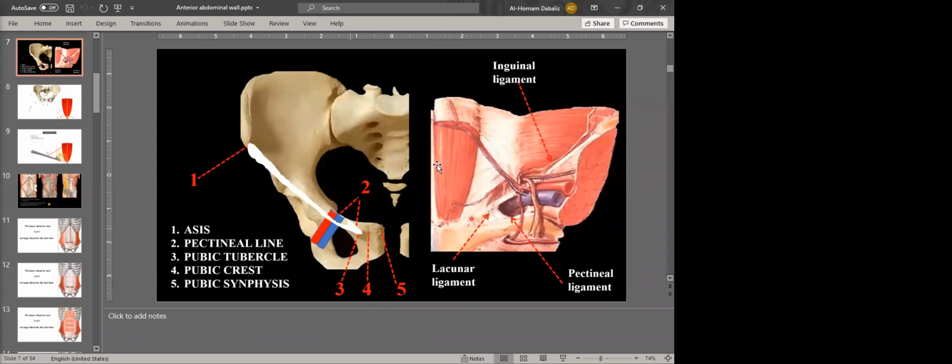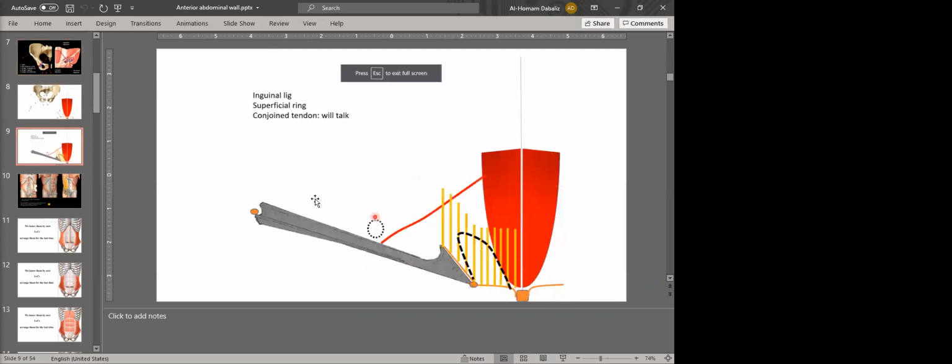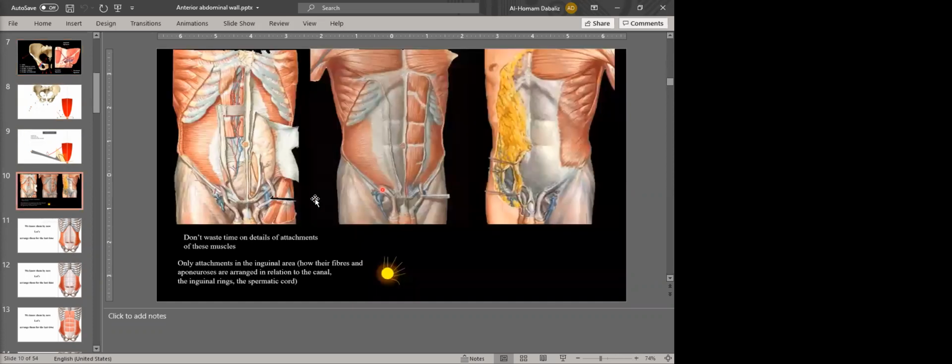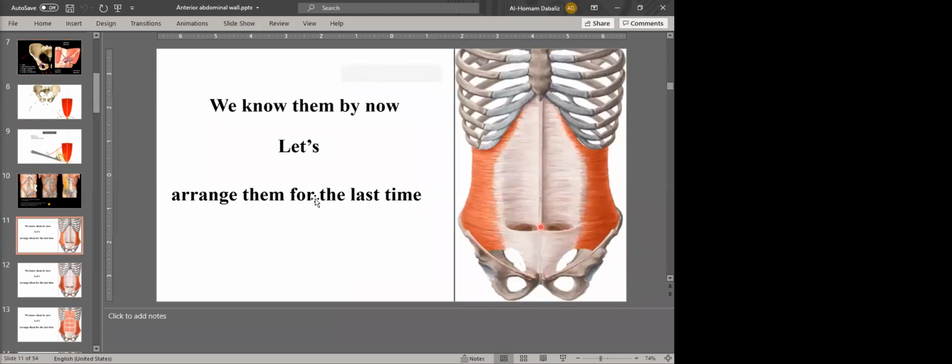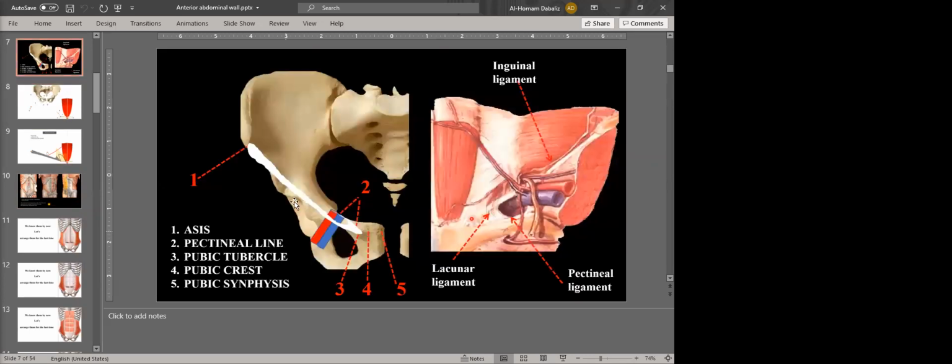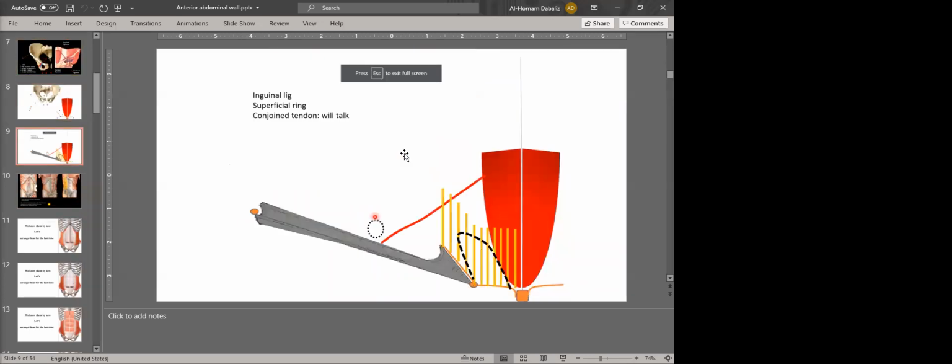Now that we're done with the part about the pelvis, just a brief part about the pelvis, we can talk a bit more about the muscles themselves. Generally, I like to call this the anterolateral abdominal wall, because most of the muscles that we'll be talking about are lateral more than anterior. The ASIS is the anterior superior iliac spine. You took this in MSK.